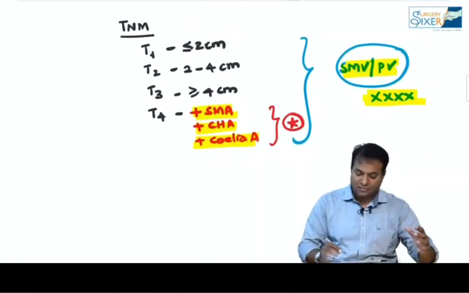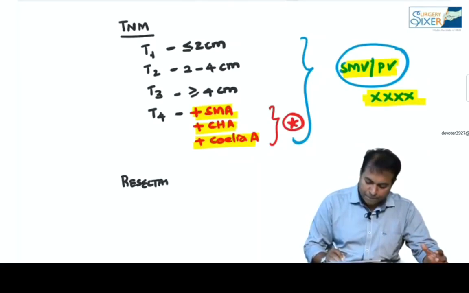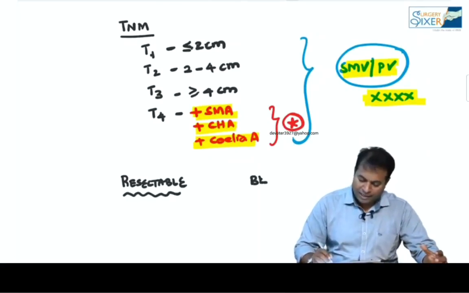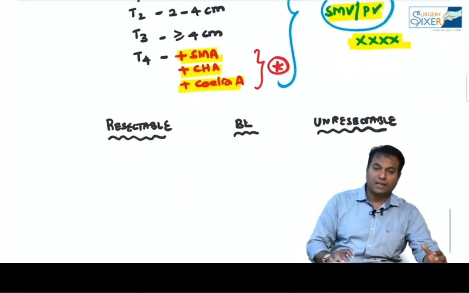Based on this staging, we can classify the tumors as resectable, borderline resectable, and unresectable cancers. You should know what these three are. So for pancreatic cancers, we should decide whether they are resectable, borderline resectable, or unresectable.